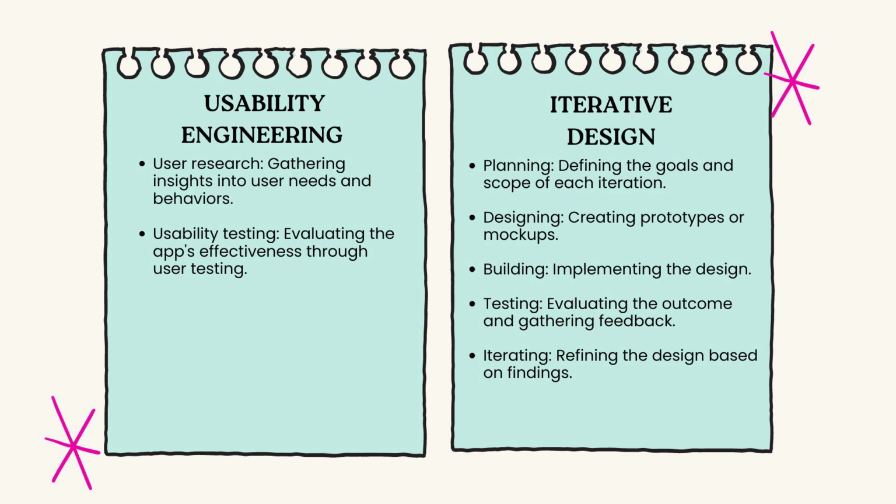Moving on to interactive design, planning is the first step, where we define the goals and scope for each iteration. We then move into designing, where we create prototypes or mockups to visualize the concept. Next is building, where these designs are implemented into the actual app. This is followed by testing, where the outcome is evaluated and feedback is gathered. Finally, we enter the iterating phase, where we refine the design based on the feedback, repeating the cycles until the design is optimized. This structured approach ensures that our app is both user-centered and continuously improved through ongoing iteration.